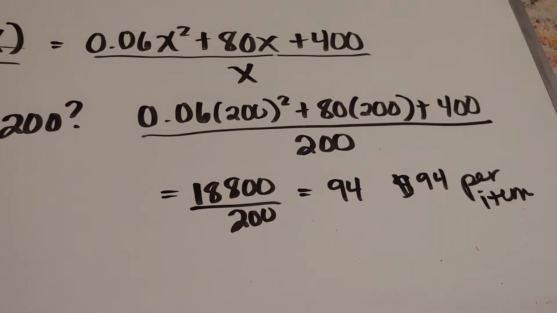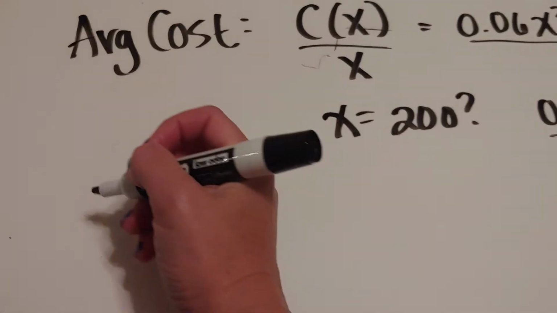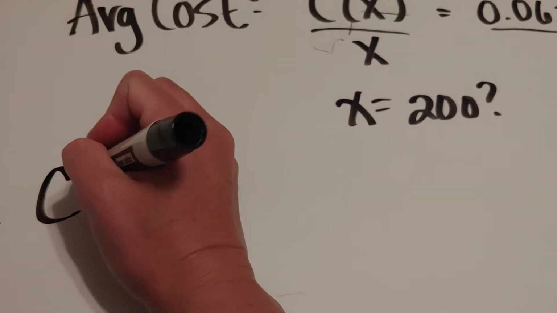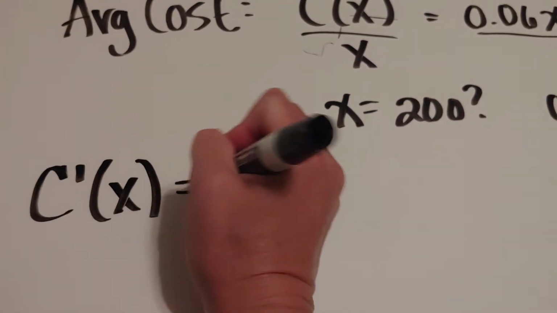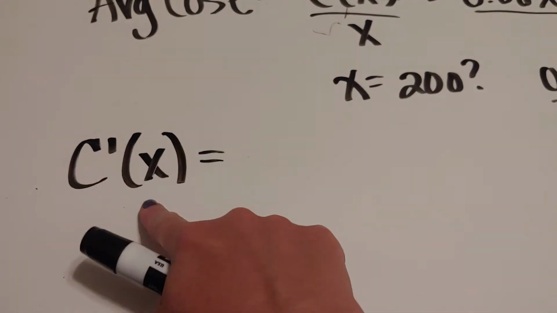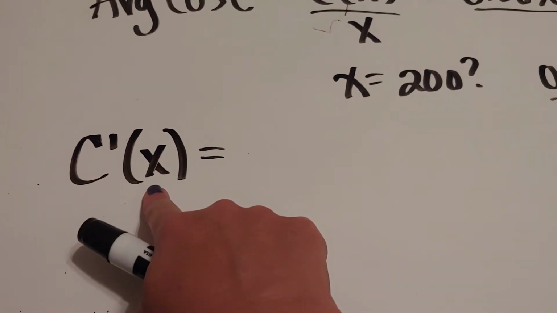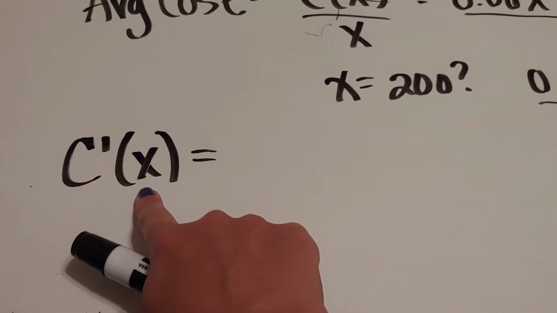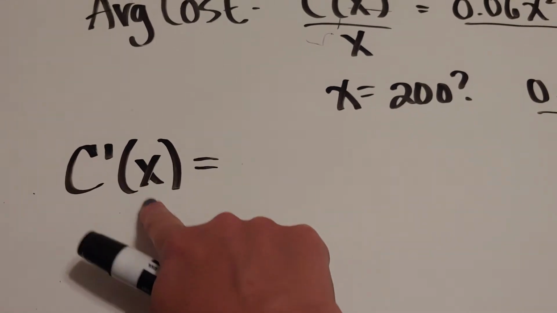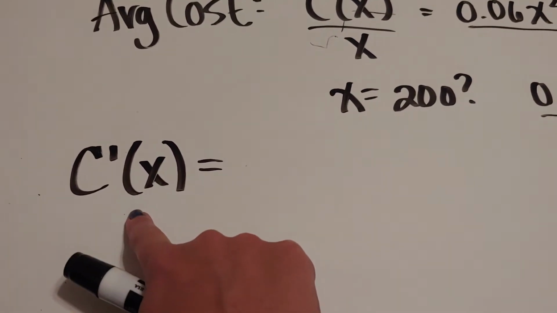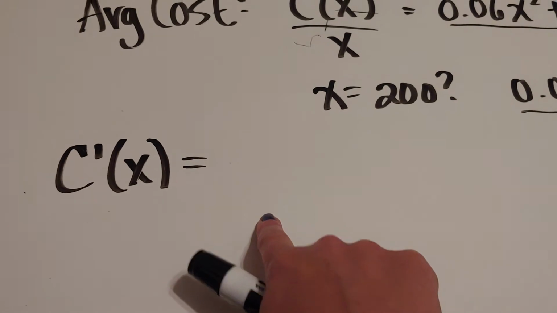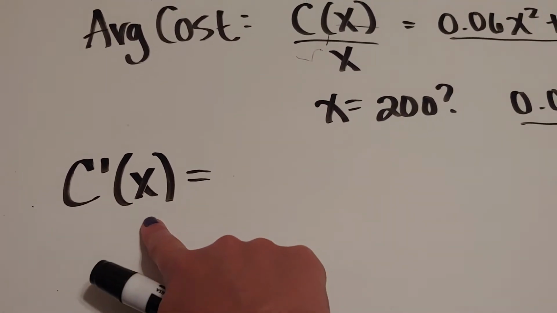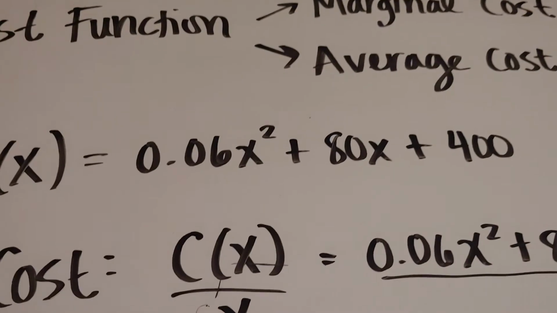However, we can also look at marginal cost, which is how is the cost changing? How is the cost changing at any specific item I made? If I were to freeze time at the 200th item, how much is it actually costing at that moment to make one more item? Well, I'm going to find the derivative of the original function. So let's go back up to the original.